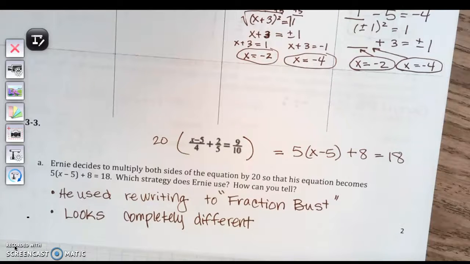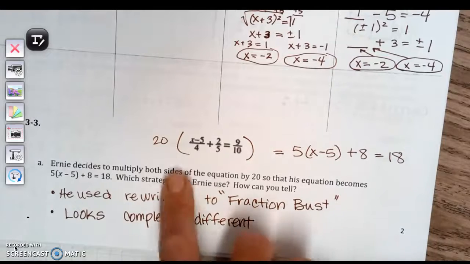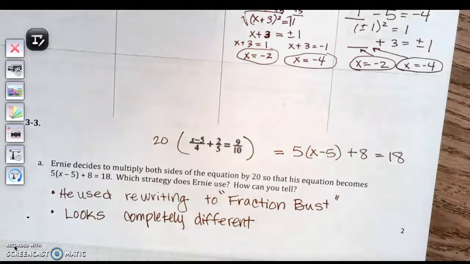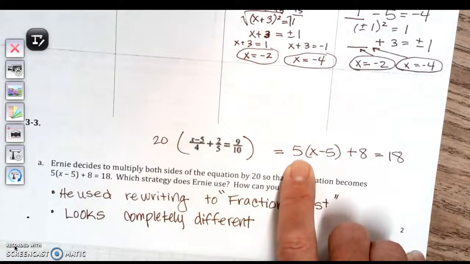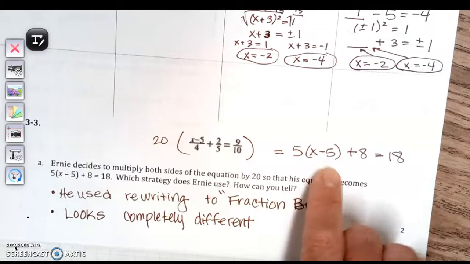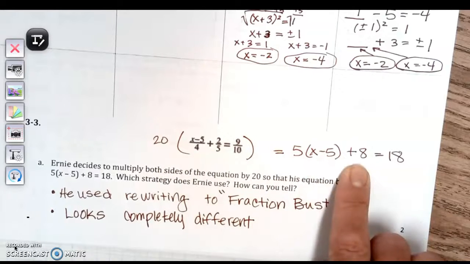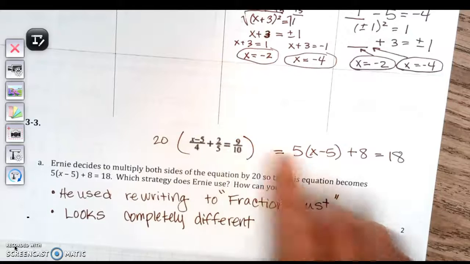Ernie used rewriting, but most of you have probably heard of it as fraction busting, or looking at the denominators and seeing, what could I multiply all of them by to get rid of the denominators so that we're no longer looking at fractions. Okay, so 4 goes into 20 5 times. So we rewrite it as 5 times x minus 5. 5 goes into 20 4 times. So 4 times 2 is 8. And 10 goes into 20 twice. So 2 times 9 is 18.